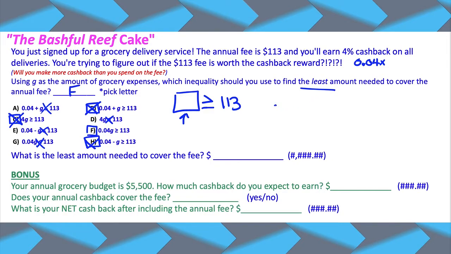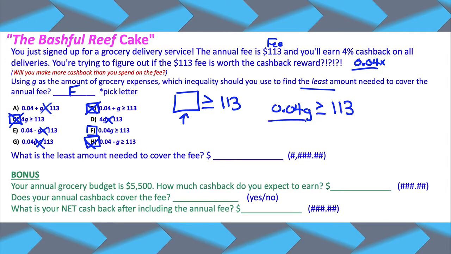Okay. So once you select the correct inequality, 4% of the groceries, when is that going to be greater than or equal to the fee of $113? There we go. That's what we're trying to solve. So mathematically, it's not overly complicated. In real life, you would take your fee, divide by the decimal of the percent of the cash back, and then you'd instantly figure out the amount of money you need to spend to make back your fee.